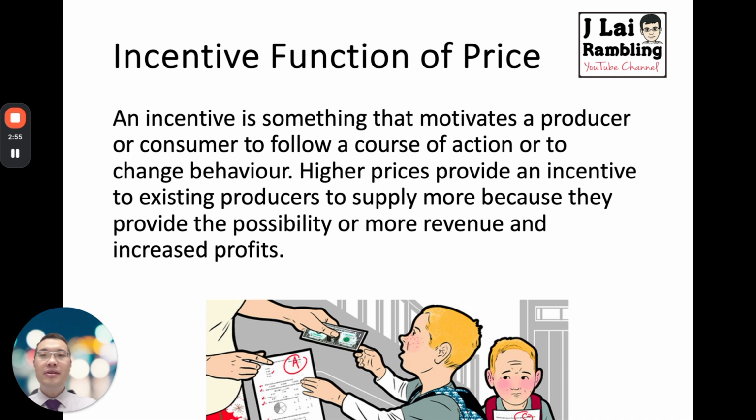There's also something called the incentive function of price. An incentive is something that motivates a producer or consumer to follow a course of action or to change their behavior. Now, in this picture here, this is a very bad example of what an incentive looks like.